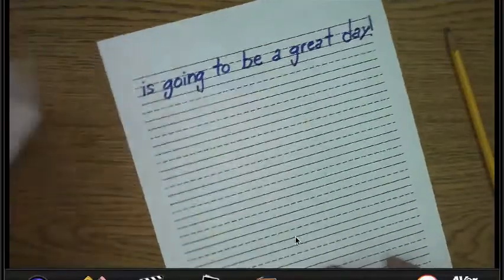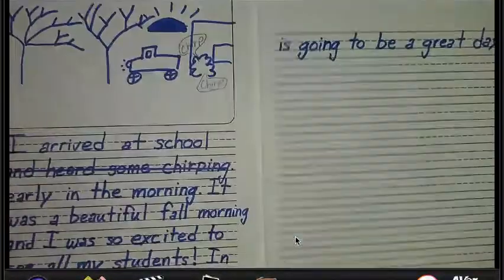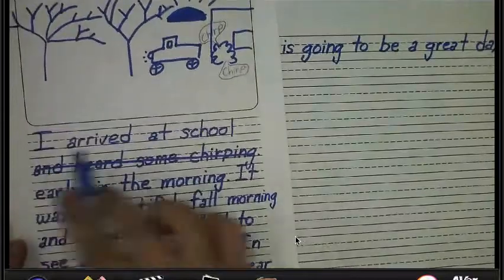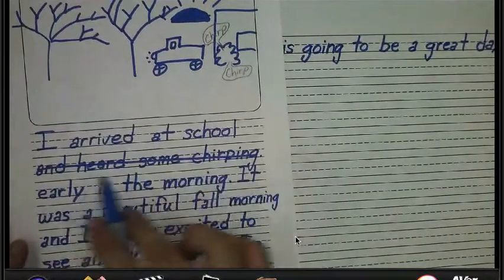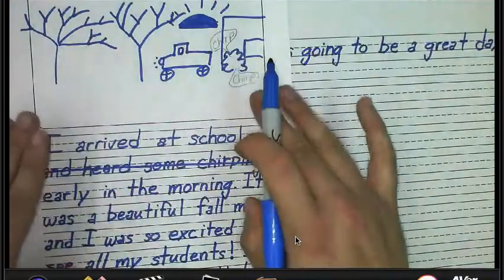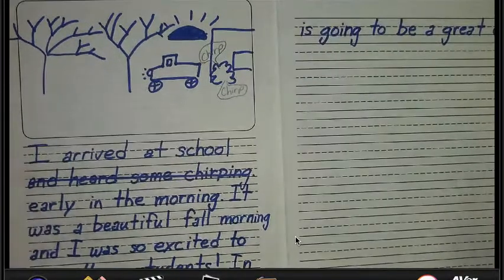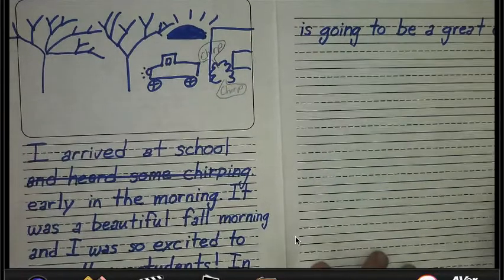Wow, we added a ton of detail. Look at that. We went from one sentence, I arrived at school and heard some chirping, which was really all that really happened in this moment. But what we didn't do is we didn't talk about the setting. We didn't talk about how I was feeling and what I was really thinking. And that's how we can really zoom in on these moments and make our readers feel like we're actually there in the moment and really stretching it out.